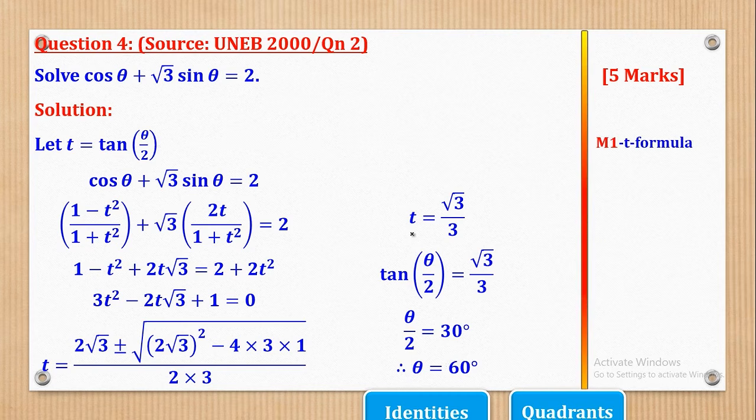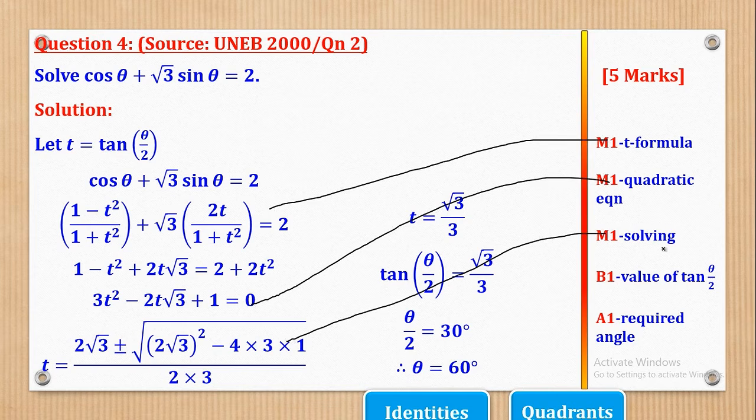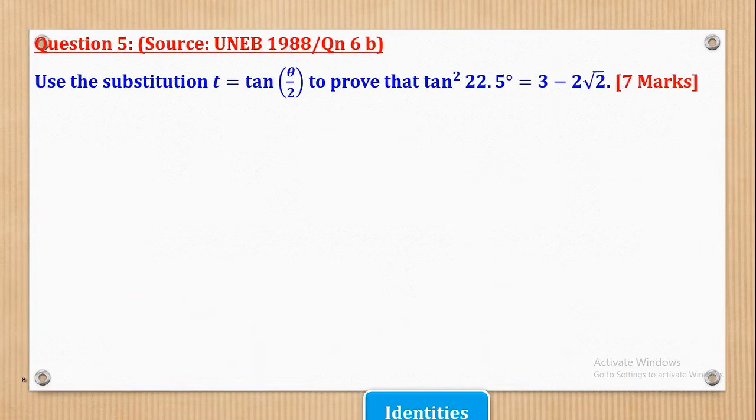So basically that's what they wanted. Now let's see how much can be awarded. M1 for the t formula, M1 for the quadratic equation, M1 for solving it, B1 for the value of tan theta over 2, A1 for the required angle. So that was question 4. Now we shall go to question 5, and it came from UNEB 1988, paper 1, question 6b, and says use the substitution t equal to tan theta over 2 to prove that tan squared 22.5 degrees is equal to 3 minus 2 root 2.